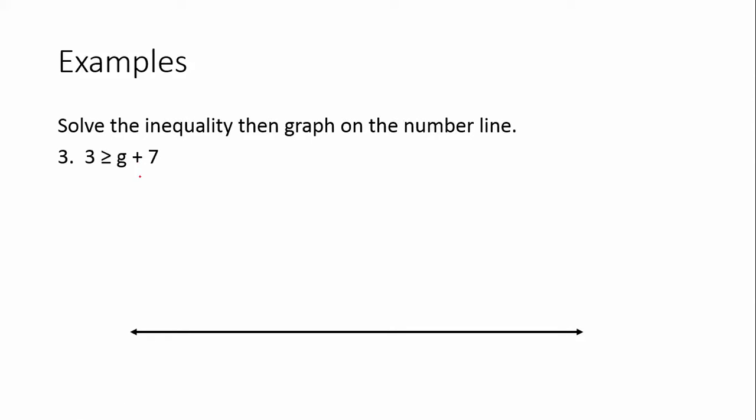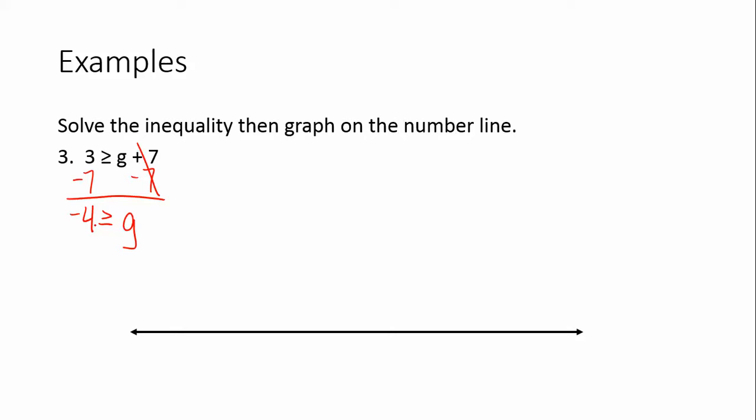So the first thing we're going to do is subtract 7 from both sides. 3 minus 7 is negative 4. You bring down the inequality and you bring down the variable. So we have negative 4 is greater than or equal to g. We can't graph it this way though because we would end up shading in the wrong direction.